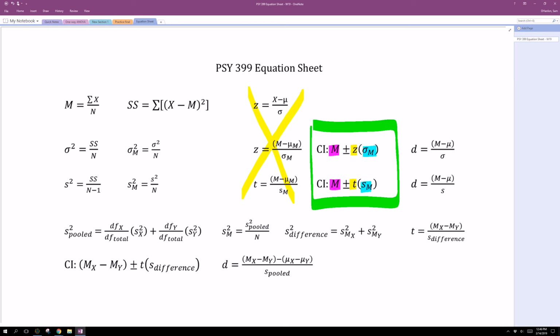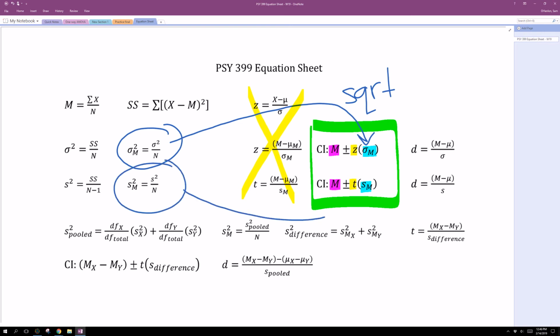Right, so we have sigma sub m. So you take this, bring it over here, and you square root to go from the variance to the standard deviation. Same thing here. Right, here you have variance, and you're going to standard deviation.